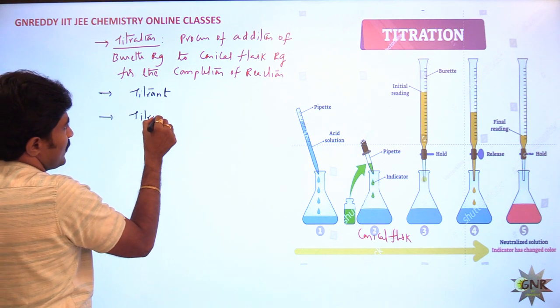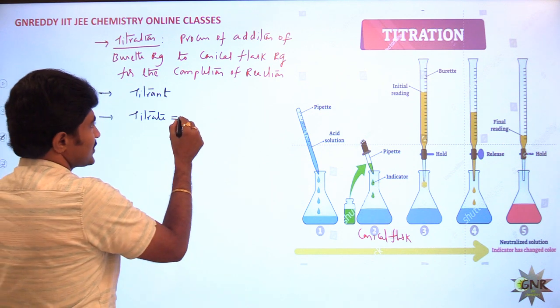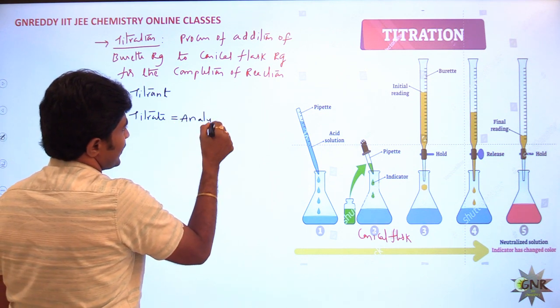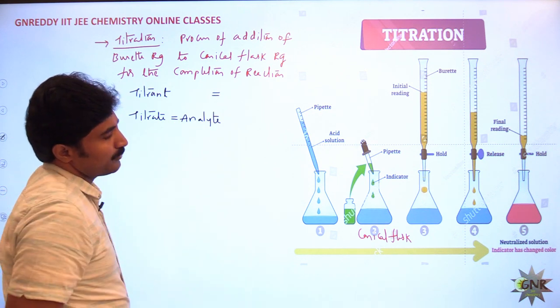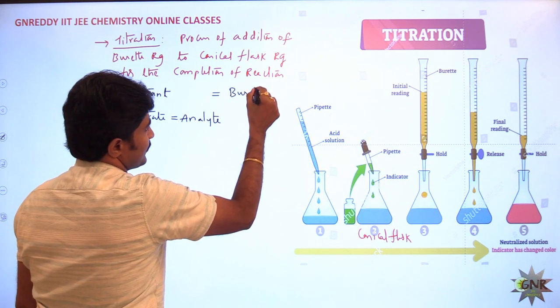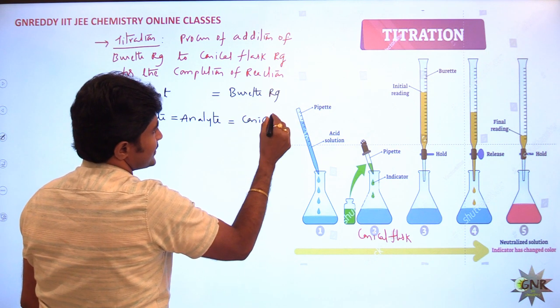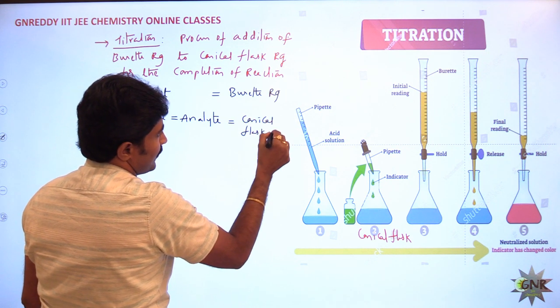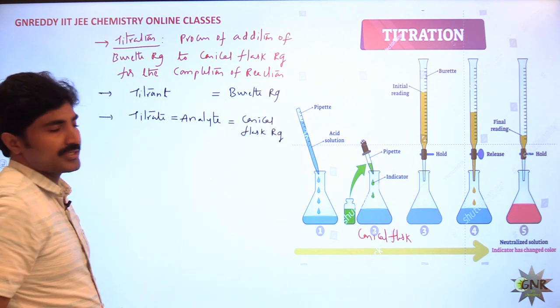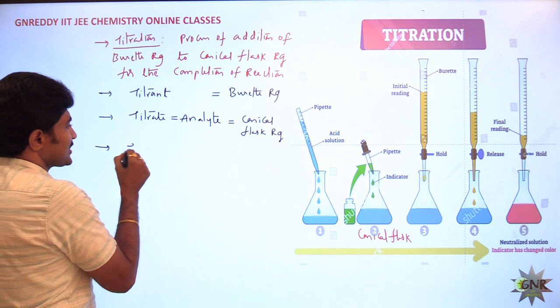titrate, or another terminology, analyte. So burette reagent is nothing but a titrant. This is the burette reagent, and conical flask reagent is analyte or titrate.